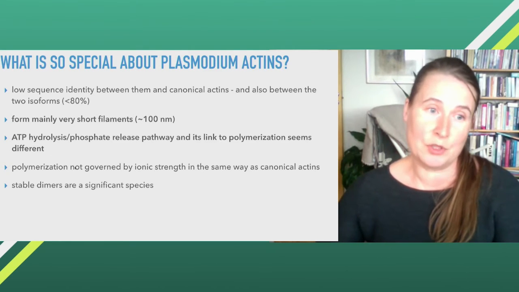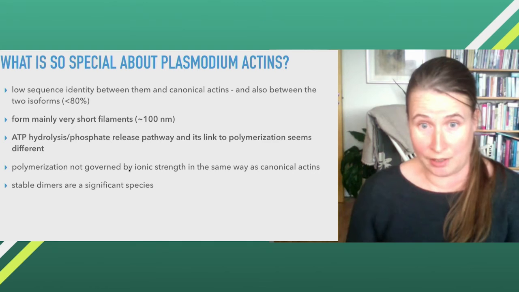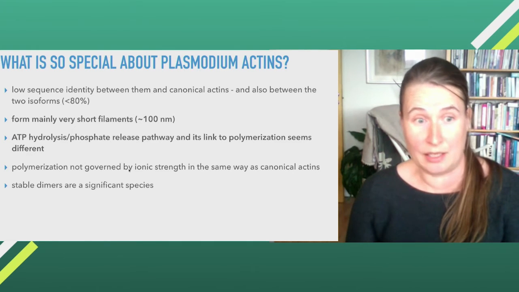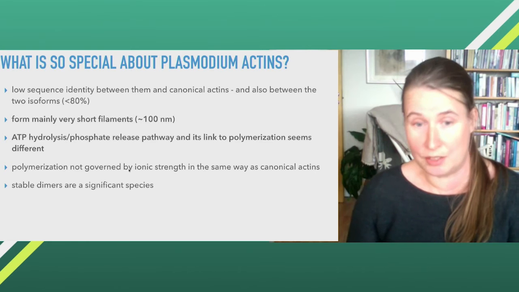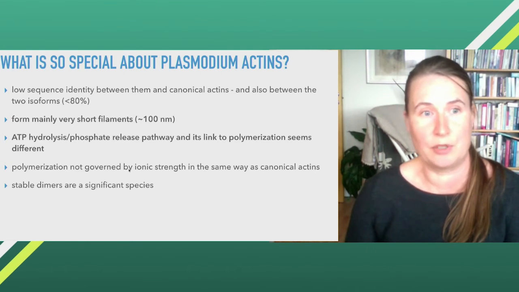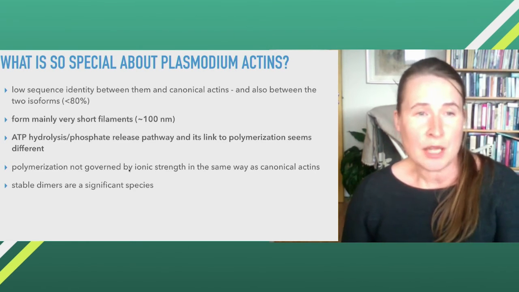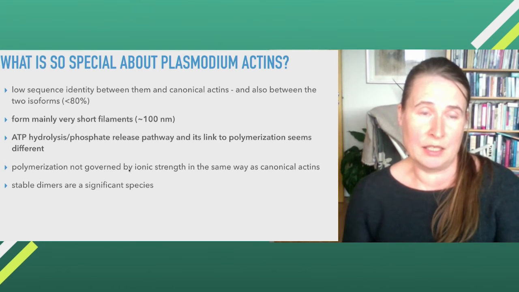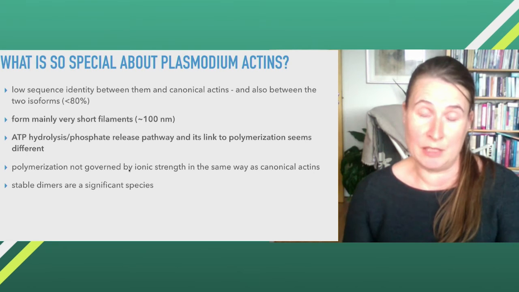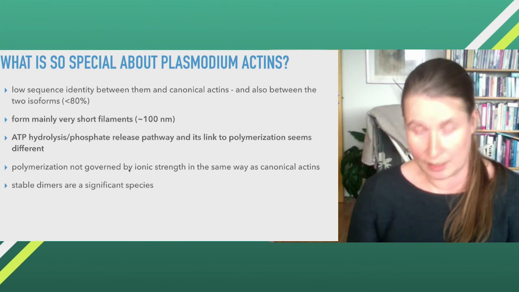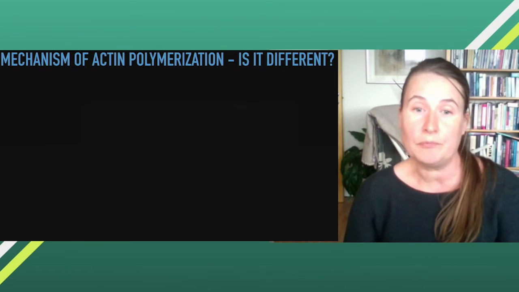Also, we have shown that polymerization is not governed by ionic strength in the same way as in canonical actins, and that stable dimers are a significant species in addition to these filaments, which has not been seen for any other actin. But today I'll mostly concentrate on the question, why are the filaments so short, and how does ATP hydrolysis and phosphate release work in these parasite actins?